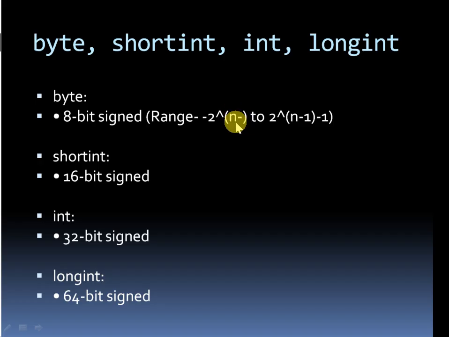Okay, see, this will be n minus 1; the 1 is missing here. So in case of byte, since it is 8 bits, we can count values from minus 128 to 127.